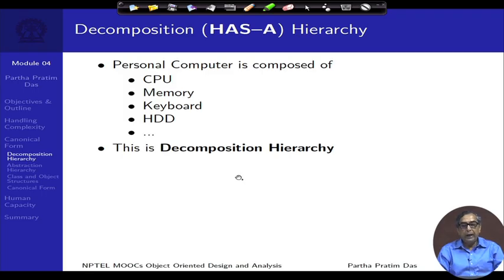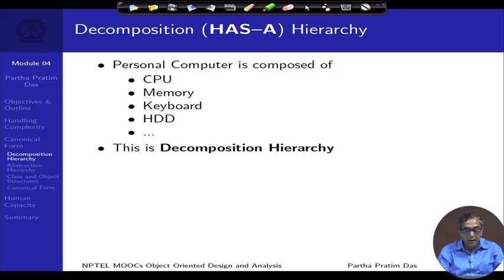We did analyze the structure of a personal computer. A personal computer is composed of CPU, memory, keyboard, hard disk, and naturally we identified that this is a hierarchy. Now, this hierarchy is a kind of compositional hierarchy. If we look from the top, we call this a decomposition hierarchy. That is, if I break down a personal computer, I will get these components. If I break down a CPU, I will get ALU, primary memory, buses. If I break down an ALU, I will get registers and so on. Such a hierarchy is called the decomposition or has-a hierarchy.